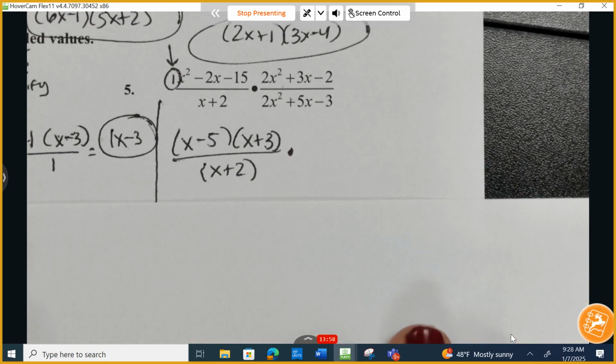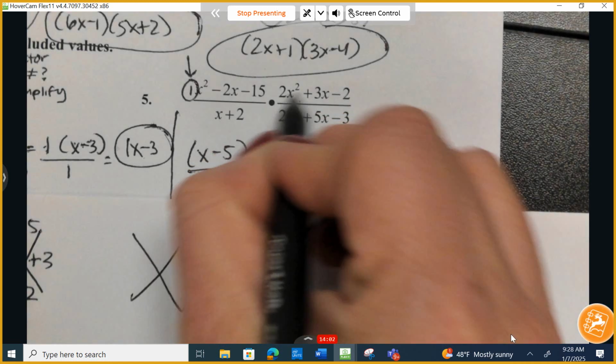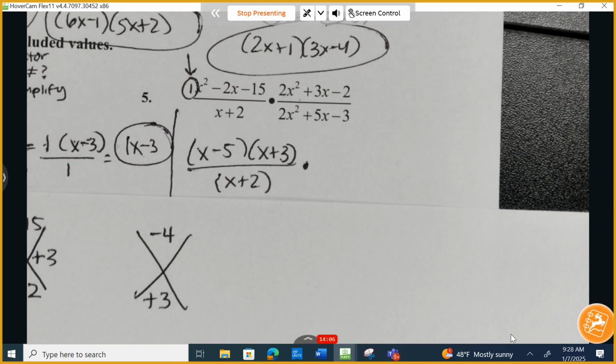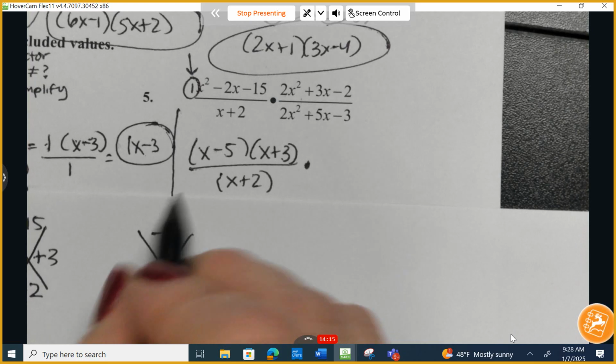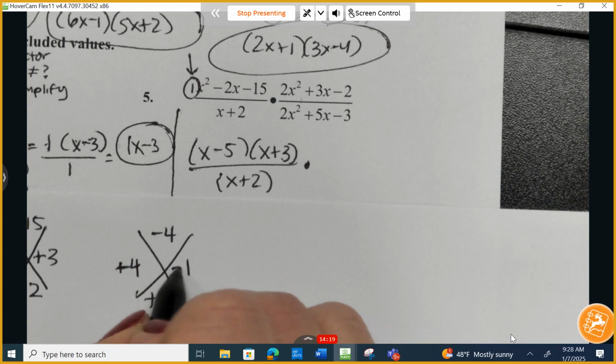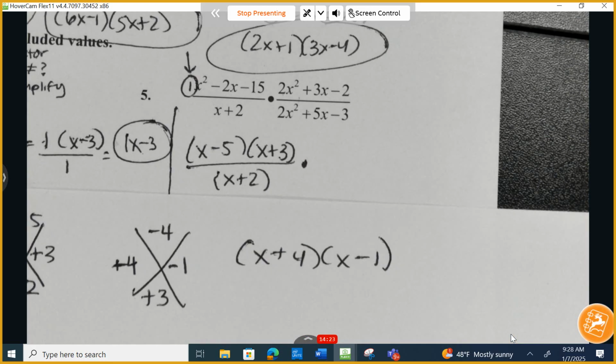Okay, this is going to be a little bit more work. So over here I have what multiplies to equal negative 4 and combines to give me a positive 3. That tells me they're going to be different signs, and the larger of the two numbers is going to be positive. Okay, so we're going to have 4 and 1, and it's looking like this. I'm going to write x plus 4 and x minus 1.